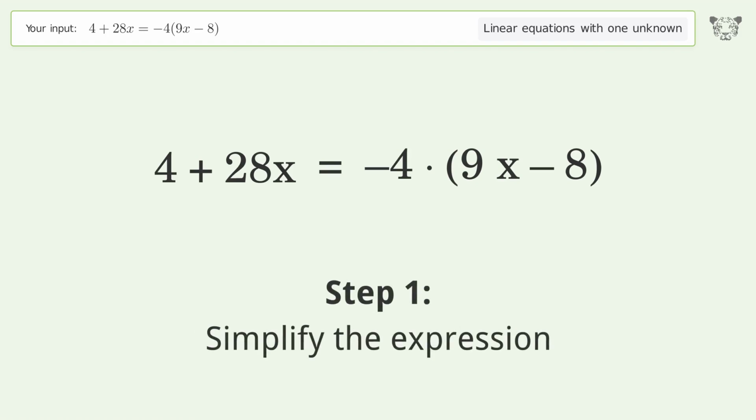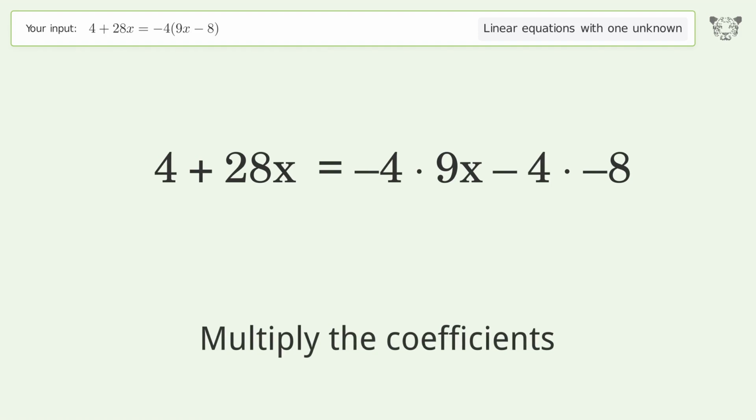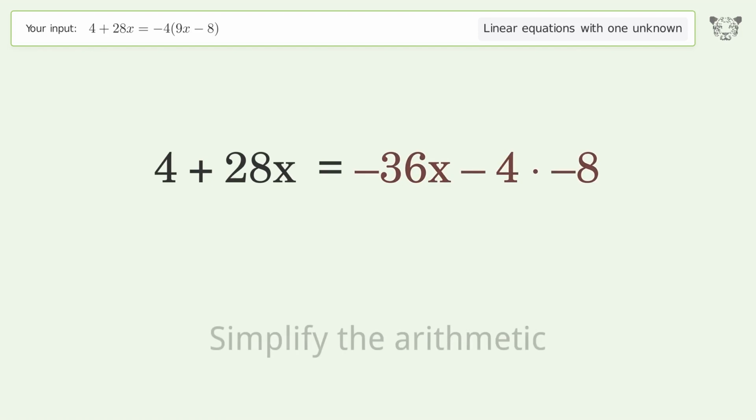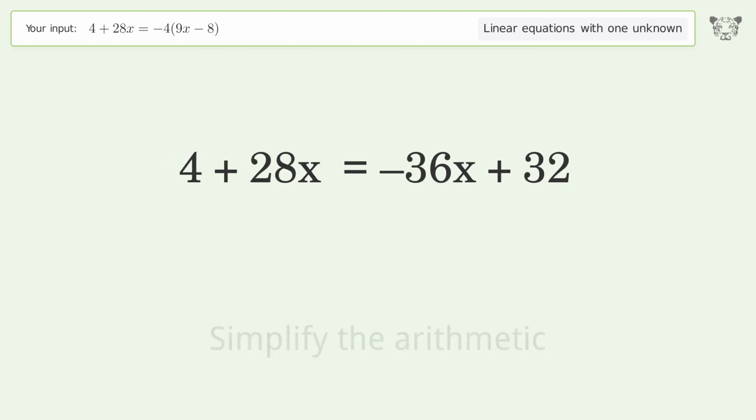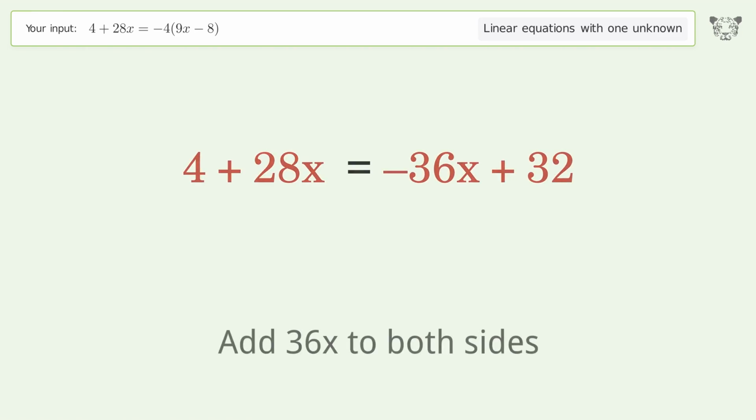Simplify the expression. Expand the parentheses. Multiply the coefficients. Simplify the arithmetic. Group all x terms on the left side of the equation. Add 36x to both sides.